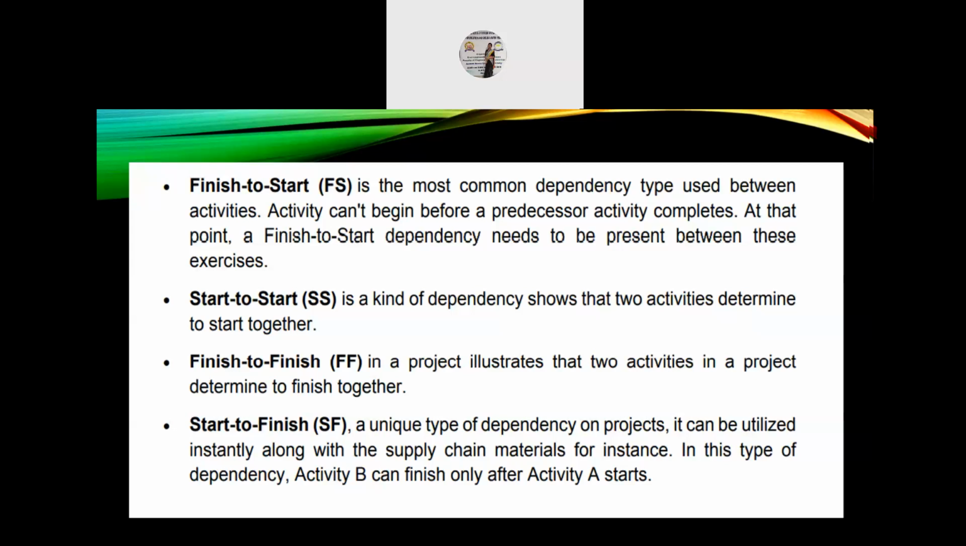S to S is a kind of dependency that shows that two activities are determined to start together. They start parallelly. Finish to finish, F to F, in a project illustrates that two activities in a project are determined to finish together. That is, they finish together, parallelly. Next, start to finish, S to F, is a unique type of dependency on projects. It can be utilized, for instance, along with supply chain materials. In this type of dependency, activity B can finish only after activity A starts.